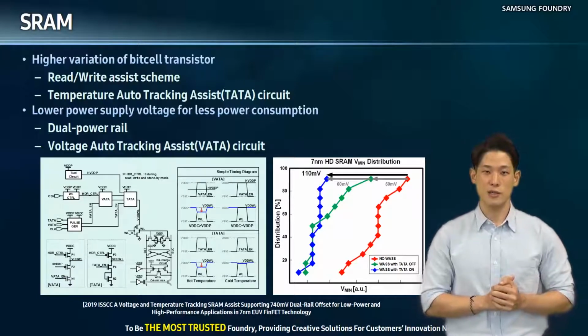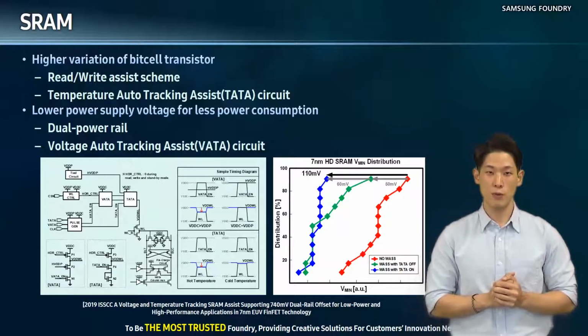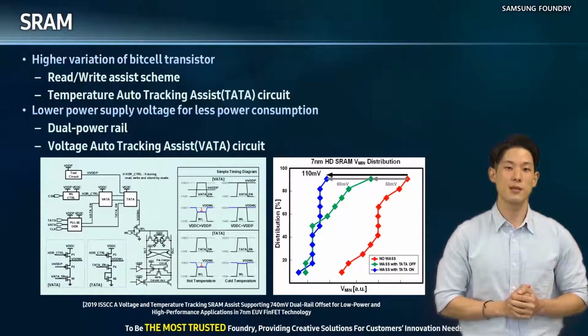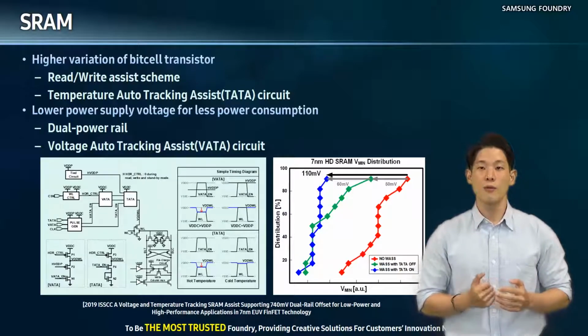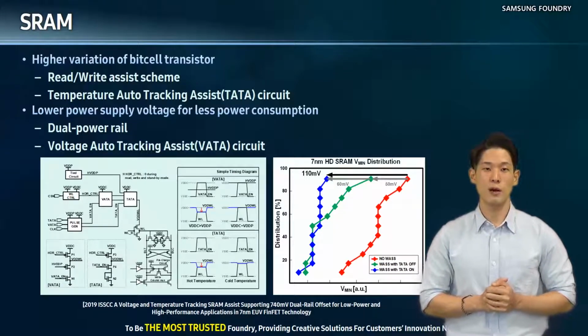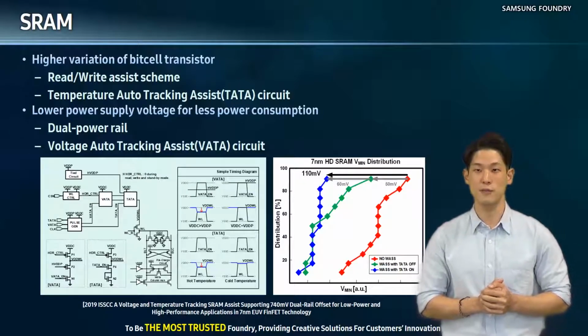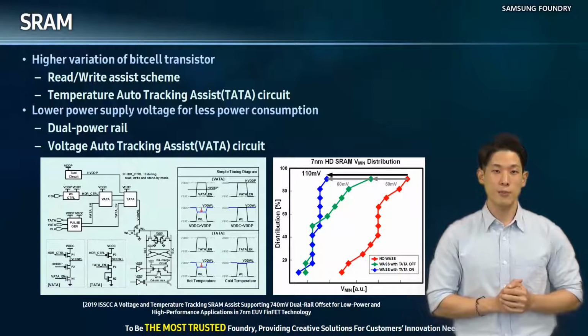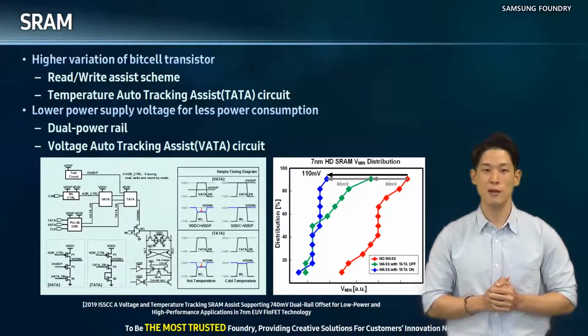Lowering power consumption is another important issue. But once supply voltage level is lowered, the intrinsic characteristic of the bit cell gets worse and causes a decrease of silicon yield. To overcome this, a dual power rail structure that separates the power of the bit cell and the peripheral is used. By lowering separate peripheral power, chip power consumption is reduced while maintaining the characteristics of the bit cell.